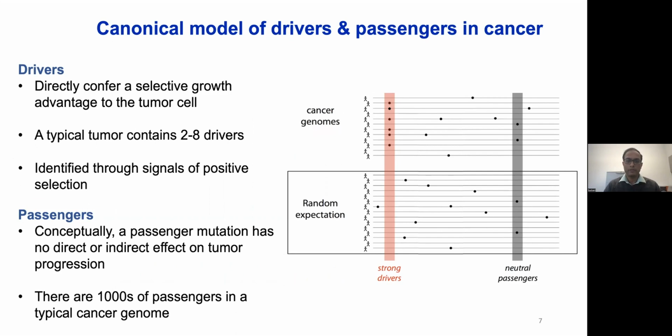So simply put, what that means is that we are looking for genes or genomic elements in the cancer genome which are more frequently mutated compared to random expectation. So in the canonical model of classifying cancer mutations, we have a handful of driver mutations, and the remaining thousands of mutations are considered to be passengers, which are supposed to be inconsequential for tumor development. So now you can understand there's a challenge. How can we identify these handful of drivers from these thousands of so-called passengers?